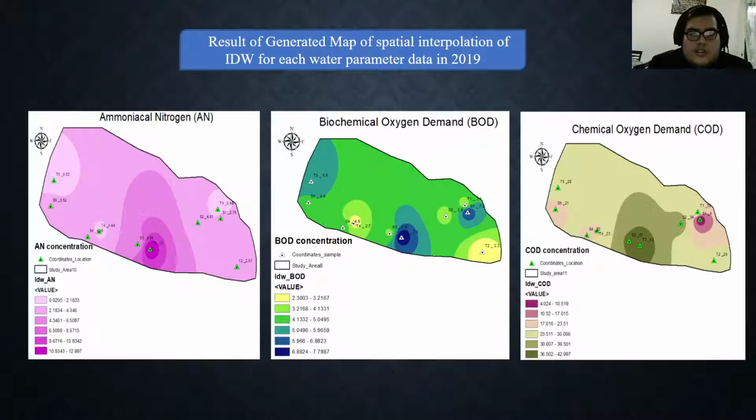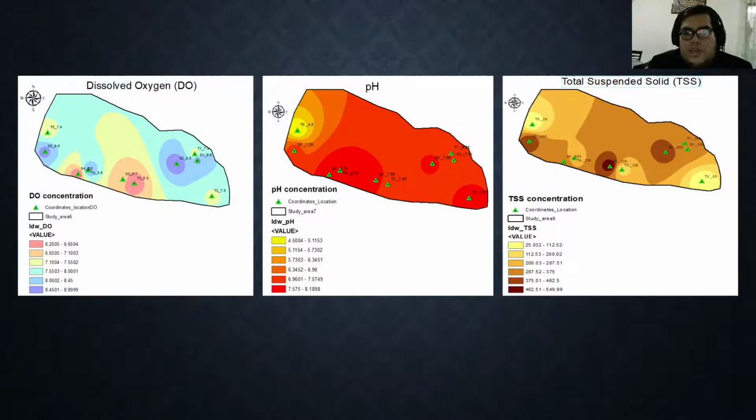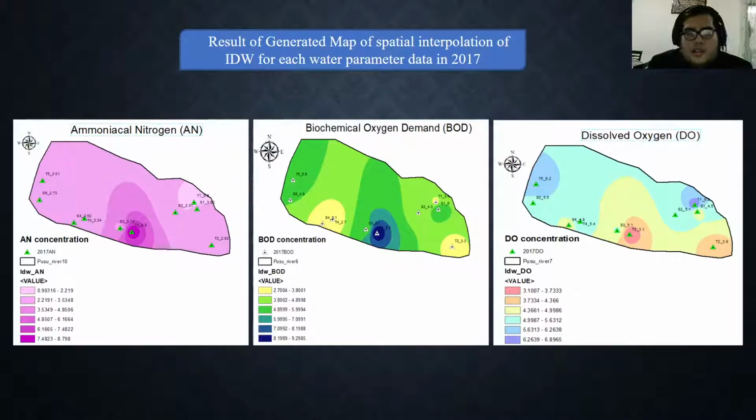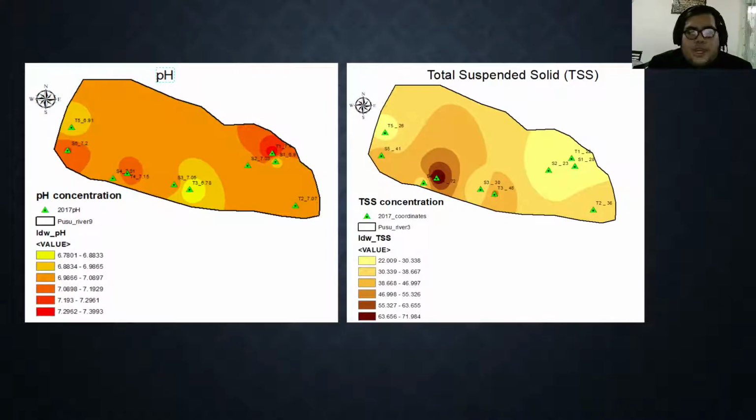Next is the result for the generated maps of spatial interpolation of IDW for each water parameter in 2019. It can be seen here there are maps of ammoniacal nitrogen, BOD, COD, DO, pH, and TSS. And next is the result of the generated maps for spatial interpolation of IDW in 2017. It is the same, but a different map with different data. There are AN, BOD, DO, pH, and also TSS, except COD due to no data for COD.